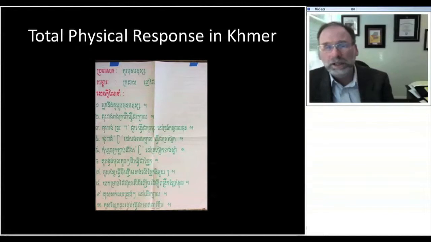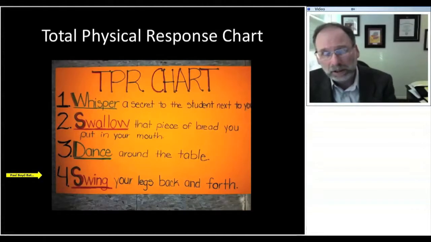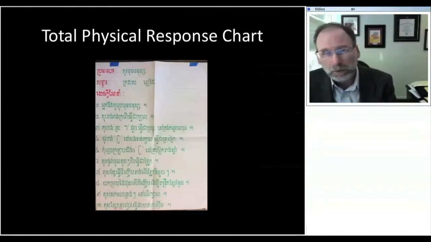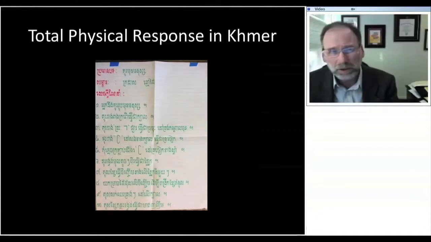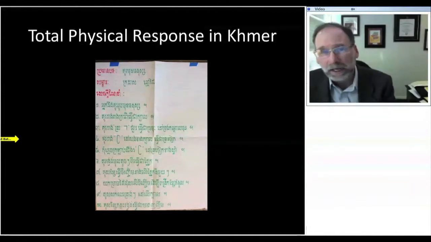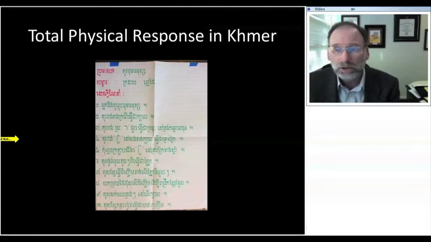Sometimes when we look at something like a TPR chart in English, it doesn't look like much. I'm going to go back to the English one. That doesn't look like a lot of language. But when we switch languages, you begin to realize, look at what's going on here. You see the numbers for each command? And you know what this is? This is a directed lesson on how to draw a face. It's a directed drawing lesson using total physical response.